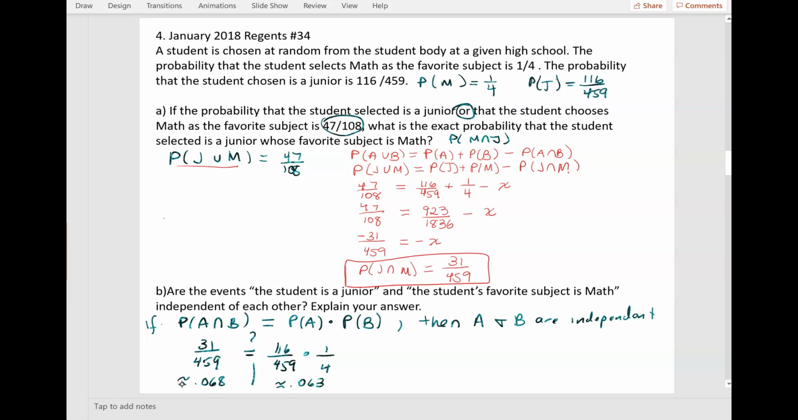And although they're close, I would say that because they're not close enough, they are not independent. So, and you have to make the statement, the probability of math and junior does not equal the probability of math times the probability of junior, the events are not independent.